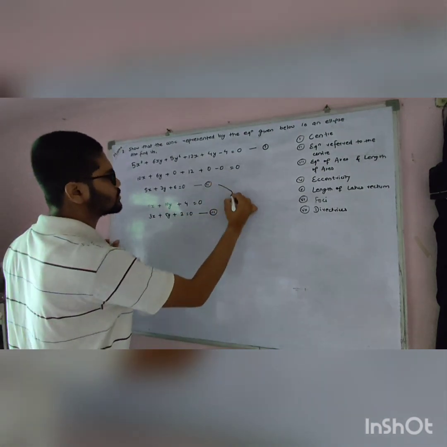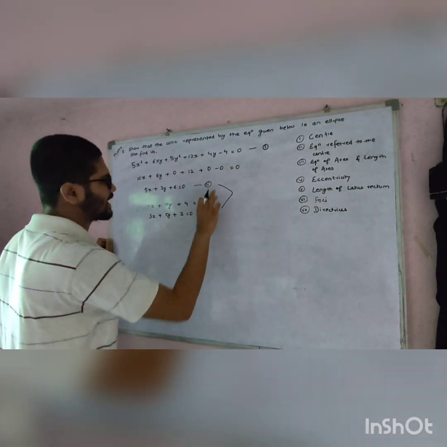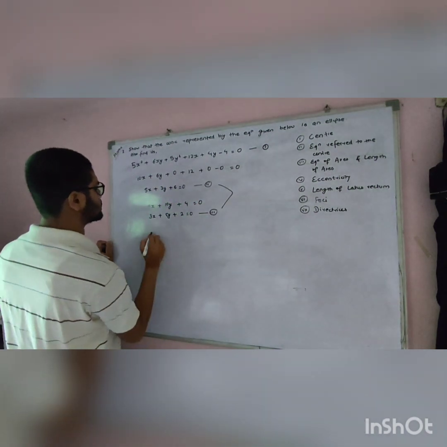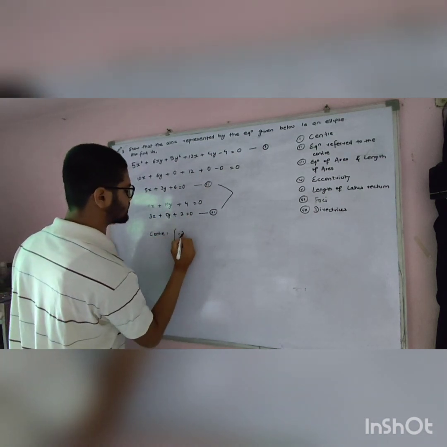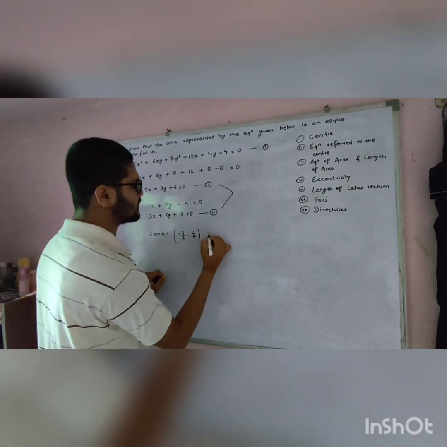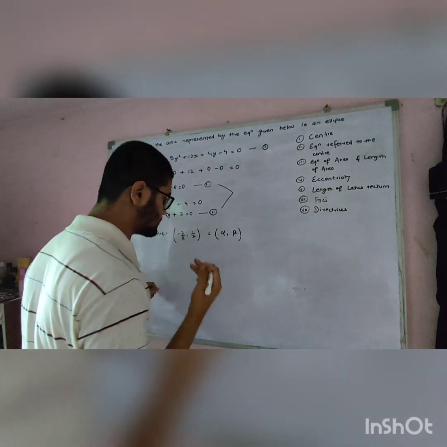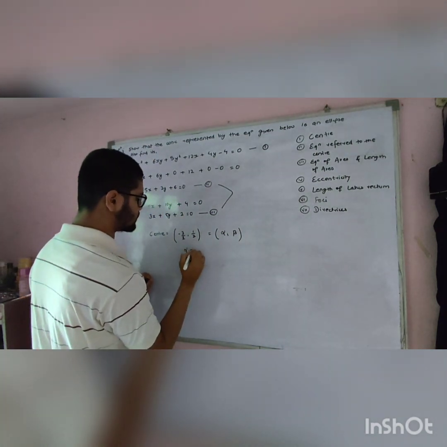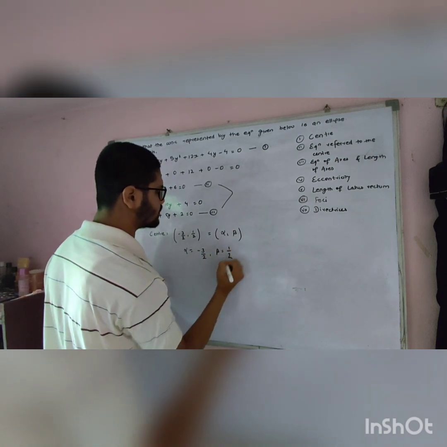Now on solving equation 2 and equation 3, we will get the center. We can simply use the calculator, that will be much easier. So the center is minus 3 by 2 and 1 by 2, which we can write as alpha comma beta. That will be used further. So alpha is equal to minus 3 by 2 and beta is equal to 1 by 2.